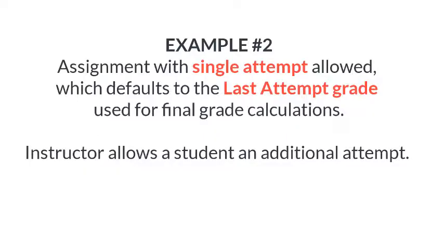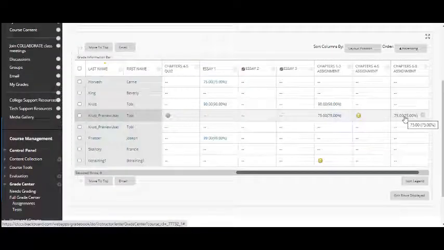Example 2. An assignment with a single attempt allowed, which defaults to the last attempt grade used for final grade calculations. Then the instructor allows a student an additional attempt. Now let's look at a different example.